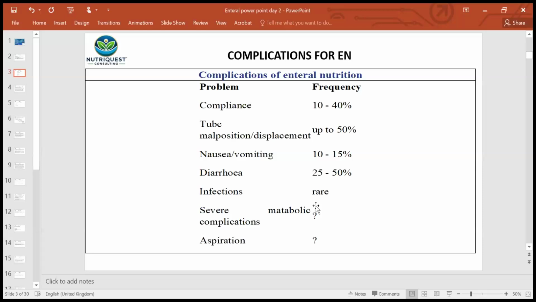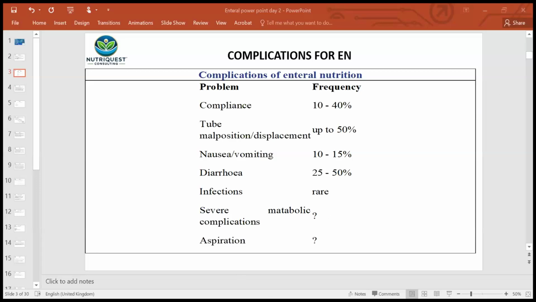Infections are quite rare, though you will see how that can happen. Severe metabolic complications, there are still ongoing studies about that. Then aspiration, we still have some questions pertaining to how that is happening. So you find that the more common complications these patients experience are compliance problems, tube malposition or displacement, nausea and vomiting, and diarrhea. Infections are quite uncommon, but again, it's also something that patients experience.